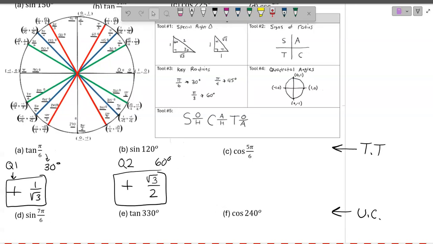And then the last toolbox one I'll show you for this first set, 5 pi over 6, we know that that is also going to be in quadrant 2, but in quadrant 2, cosine is actually negative, so we'll throw that in there. And pi over 6 is a reference angle of 30.